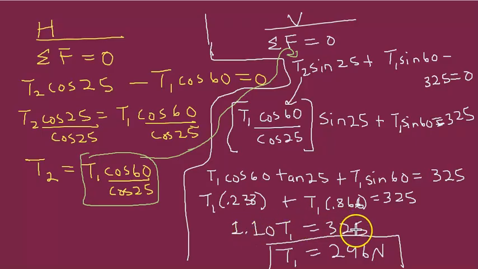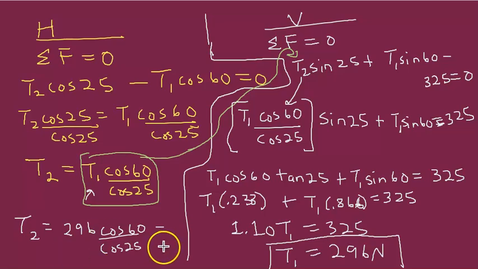Right, because this is dividing by a little bit more than 1, so it reduces it a little bit. Almost done. So that's T1, in the home stretch. Plug that in, and T2 equals 296 cosine 60 over cos 25 equals 163 newtons.